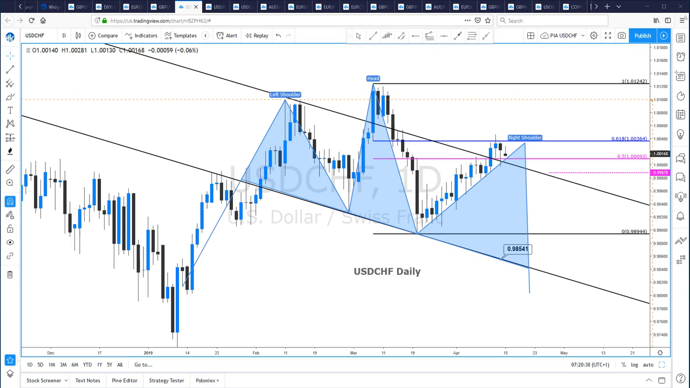Thursday, again overnight, got Australian unemployment figures. And then we've got all the PMI releases, as well as the retail sales from the US and Canada. And then Friday, well, it's Good Friday, so the markets are going to be closed on Friday.